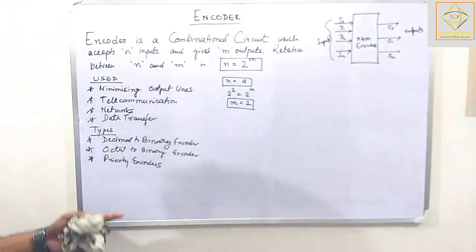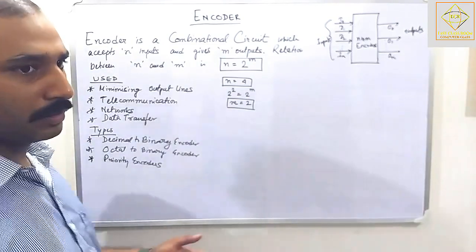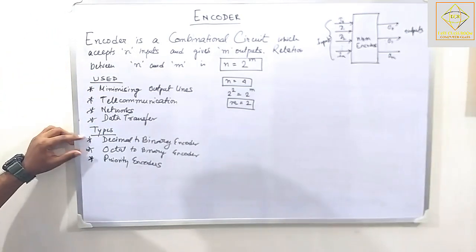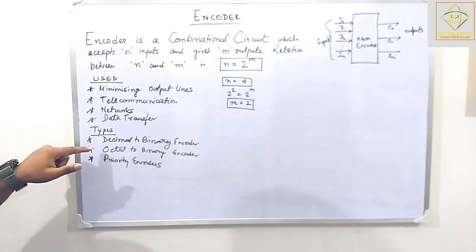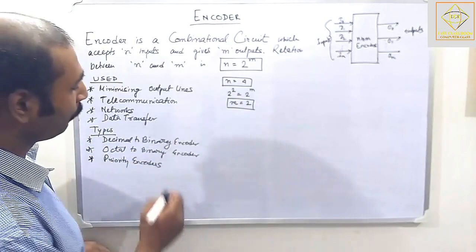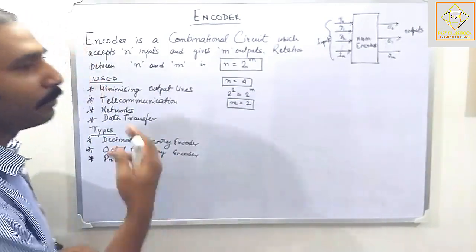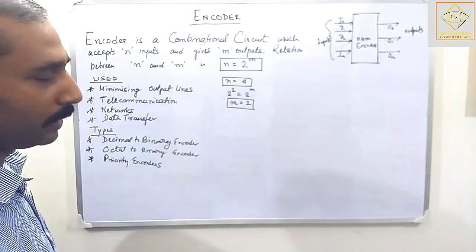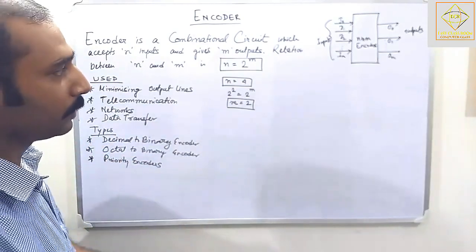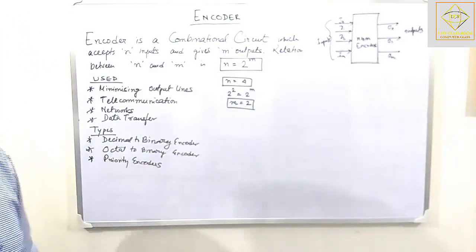Now, what are the types? There are 3 to 4 types, but we will be learning only the first two. This is decimal to binary encoder and octal to binary encoder. In both the cases, what we are actually doing is taking everything into binary. So that is the binary encoder, binary converter. It actually converts any number system numbers to binary number systems. So now we are to learn what are the things that happen inside an encoder circuit.